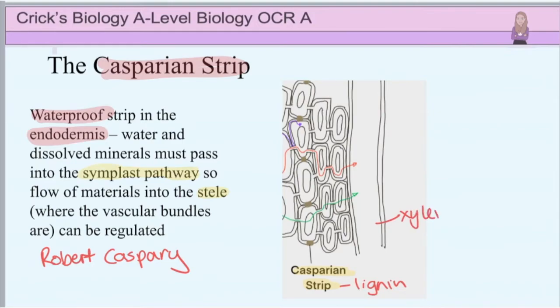The forcing of water and minerals into the symplastic pathway is sometimes known as an apoplastic barrier. This can be very important because it means that the plant can control the entry of various different minerals, including salt when in a high salt environment. In crops, salinity is one of the major environmental stresses influencing their growth worldwide, and controlling sodium uptake is crucial for the survival of most plants.